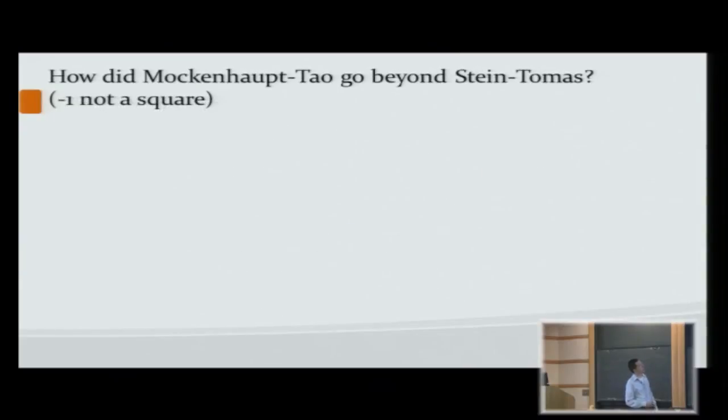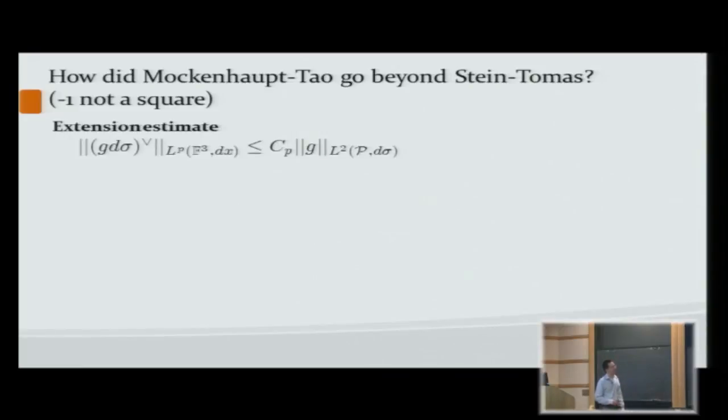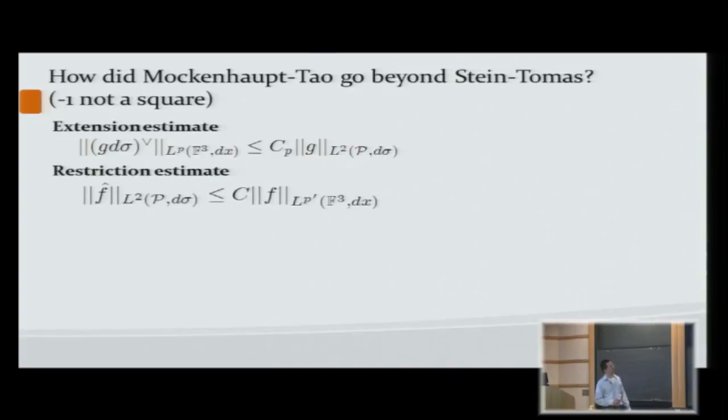So Mockenhaupt and Tao figured out how to go beyond this, in the case where -1 is a square. And so let me sort of explain. I'm not going to go through the details so carefully here. I'm just going to try to give you an idea of how their argument works. And so you want to prove an inequality that looks like this, where p is below 4, because at 4, this is what the Stein-Tomas argument gives you, and you want to go below it.